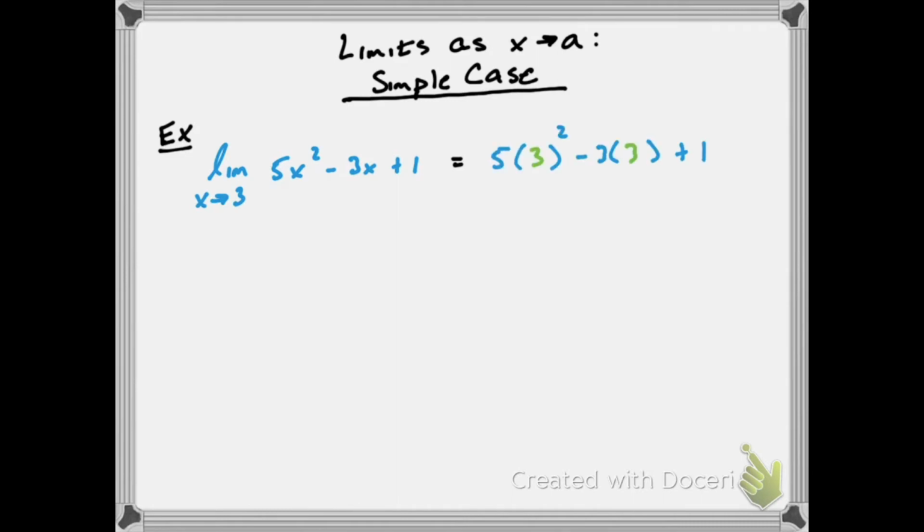Here we'll have 5 times 3 squared minus 3 times 3 plus 1, which will get us 9 times 5, 45, minus 9 plus 1, ending up with 37. This would be the same if the function was more complicated.